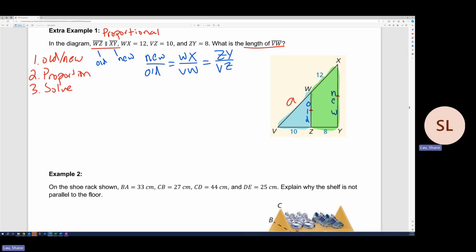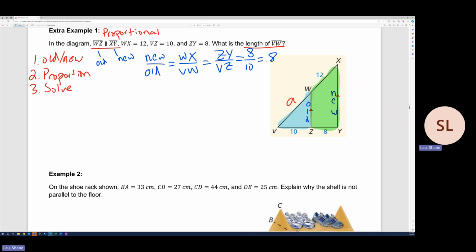This is the point in time where you can use the proportion to solve it, or you can do the new old method or the old to new method formula. Either way, you're going to find your answer. But I'm going to take ZY and VZ, and I'm going to actually find the proportion. ZY is 8, VZ is 10. That gives me a value of 0.8. Or if you want to use fractions, 4/5. That works fine as well.